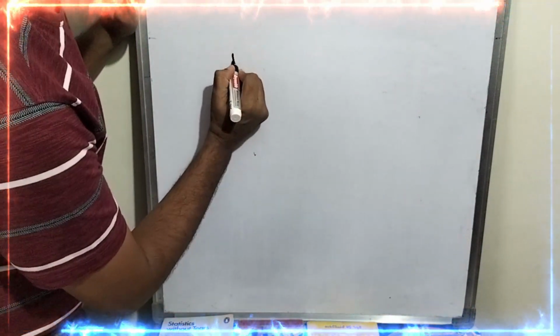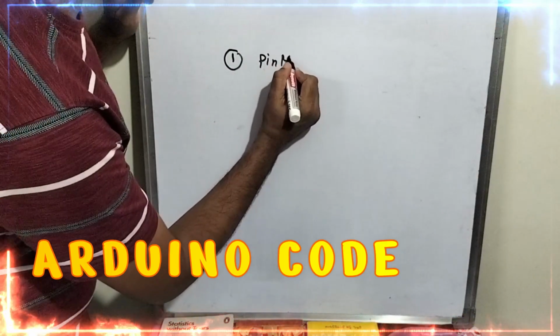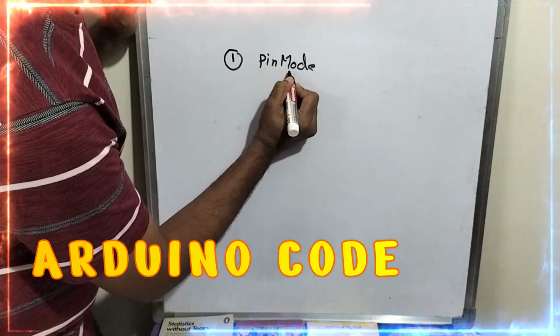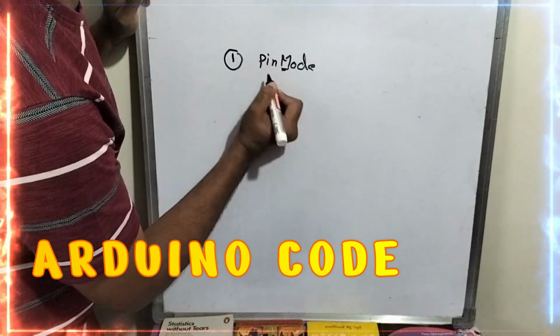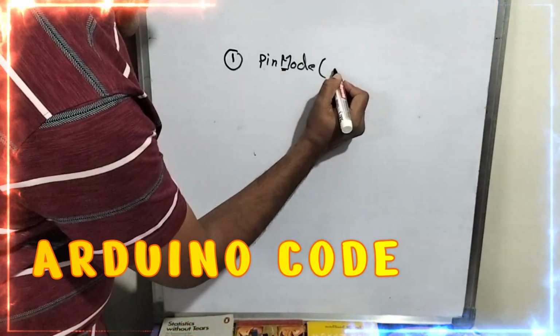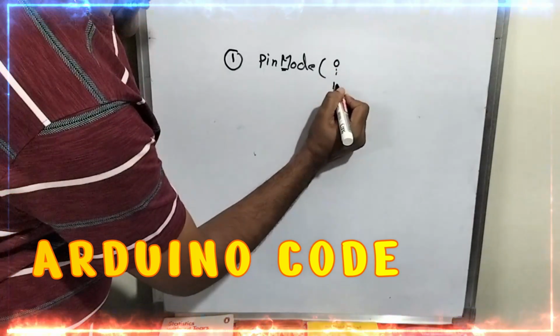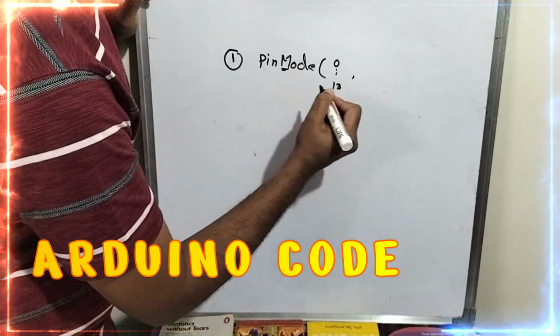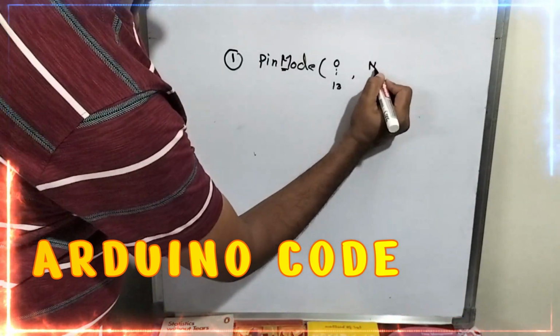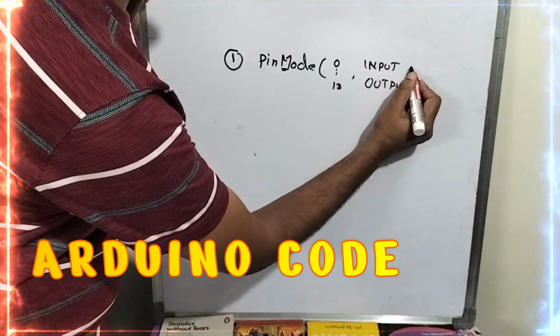The first function we have to see is pinMode, friends. PinMode: the P is small, the M is capital. This one takes the first argument as a pin number, that is, 0 to 13. PinMode takes the second argument, either INPUT or OUTPUT. Any one it can take.